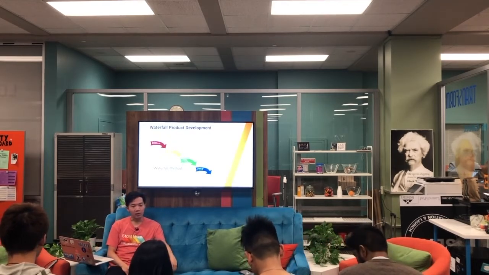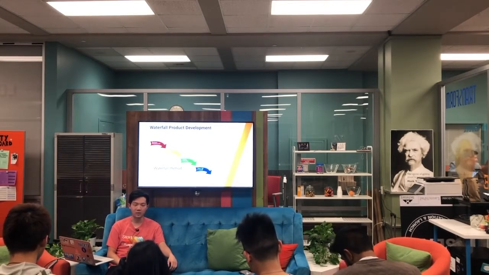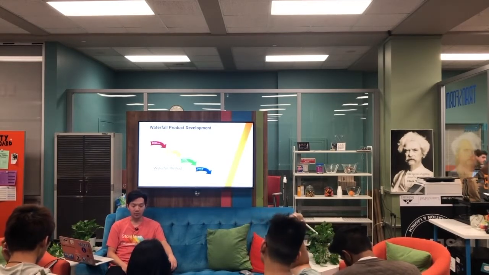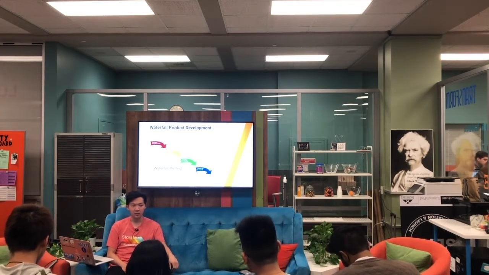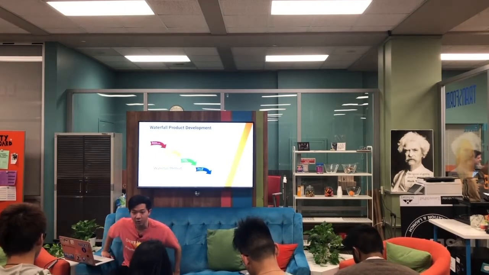So as I was talking about last time about the product development lifecycle and the different ways that we can do things, there are two main types of product development. One is the waterfall method, and the second is Agile, which is the one that we're going to be using. But first, I'll describe the waterfall method.